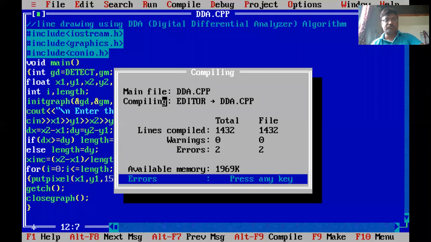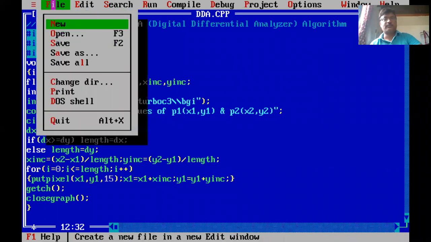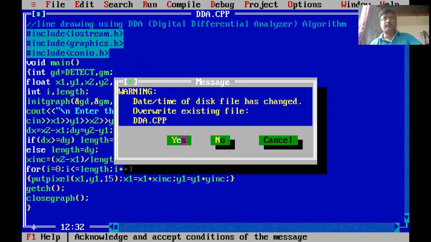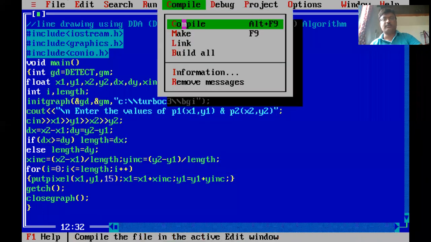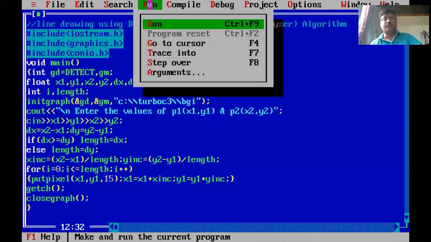They are showing these two errors, so here a semicolon is missing. Save, compile. Okay, now then execute.